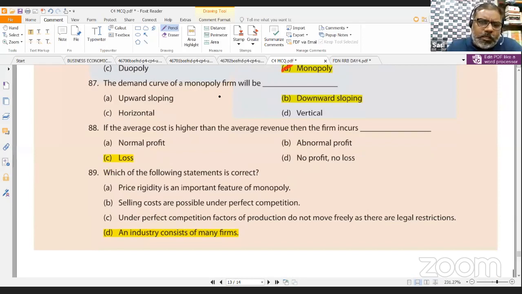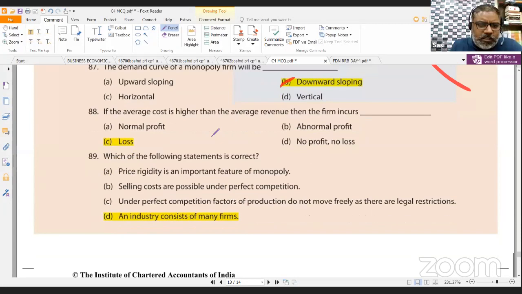87th question, the demand curve for a monopolistic firm will be downward sloping. Monopoly also, monopolistic competition also, everything will be downward sloping. So B, Bombay is the correct answer for question number 87.